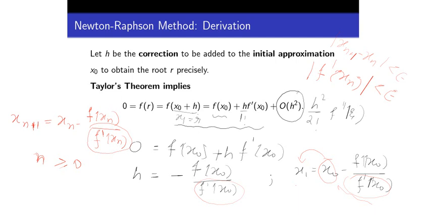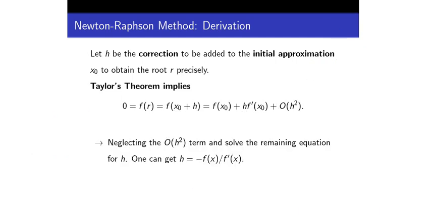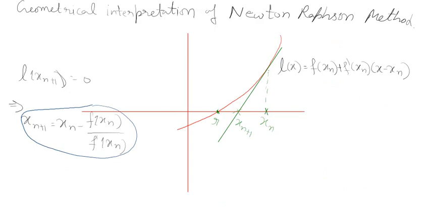And another is mod of f of xn is less than epsilon, and the last one is the number of iterations, which you can fix. So this is what is happening in the Newton-Raphson method. Okay, so this is how we will proceed to derive the Newton-Raphson method by using Taylor's theorem. Now let's try to understand what is happening geometrically.